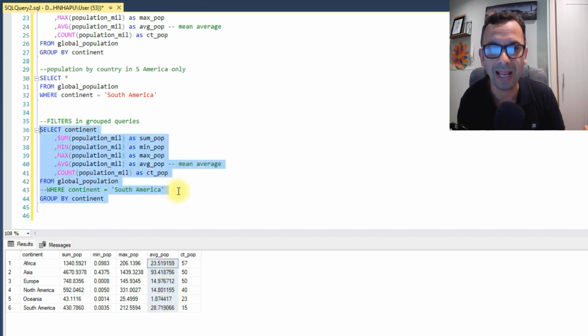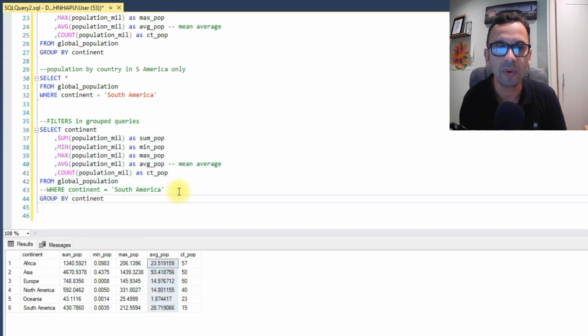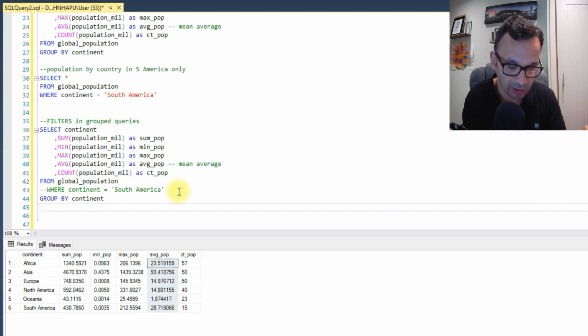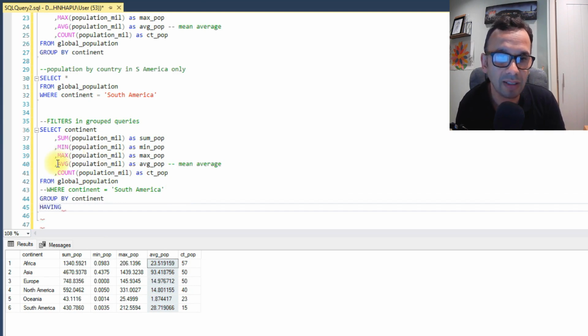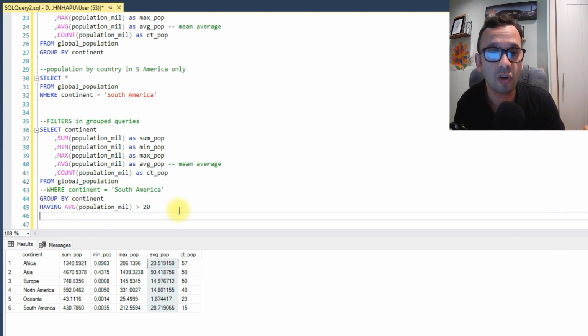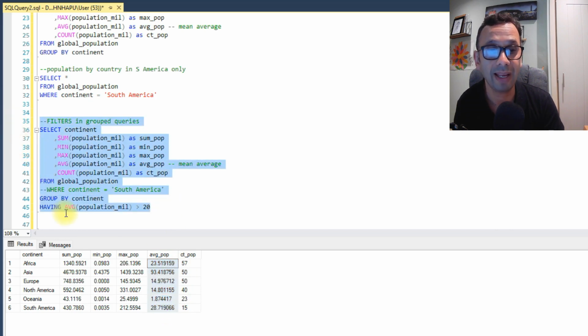You can't do that in a where clause. What we need to do with that is we need to have a thing called having. And we say having the average is greater than 20. So where you've got the result of a calculated aggregated column, you have to put that in a having.